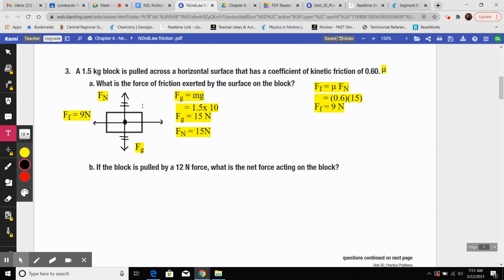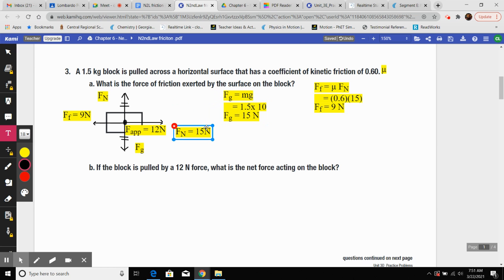All right, and we have an applied force here, F applied, and that is equal to 12 newtons. So by looking at the drawing, sorry that it's a little crowded, actually I can scoot this over. What would my net force on this object be, guys? Just by looking at the drawing.